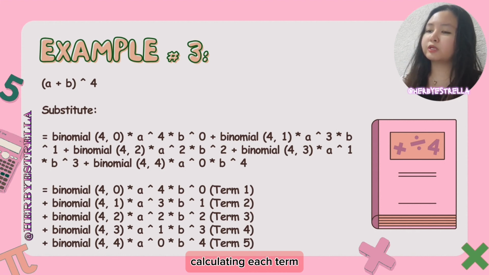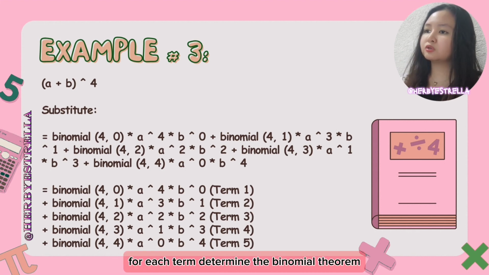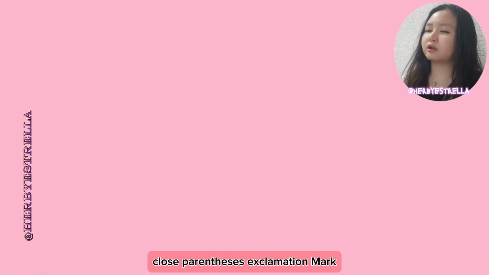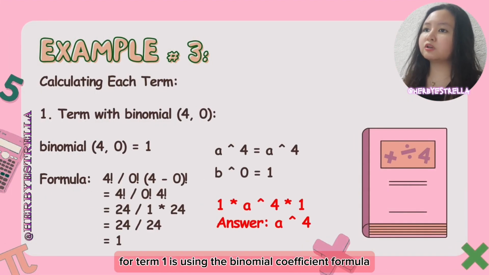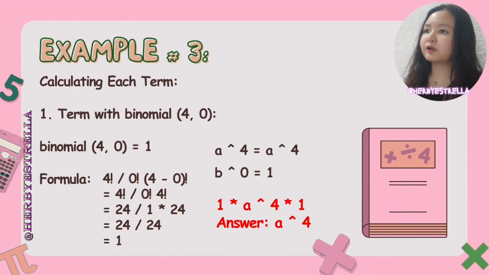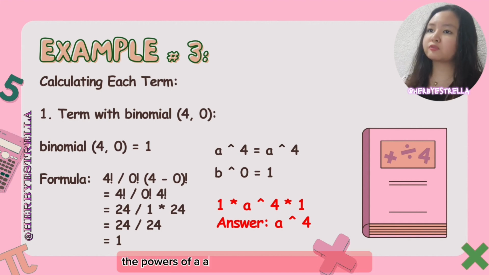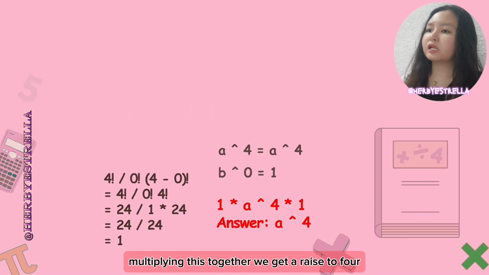Calculating each term. For each term, determine the binomial coefficient using the formula, n choose k equals n! divided by k!(n minus k)!. For term 1, using the binomial coefficient formula, we find 4 choose 0 equals 1. The powers of a and b are 4 and 0 respectively. Multiplying these together, we get a^4.